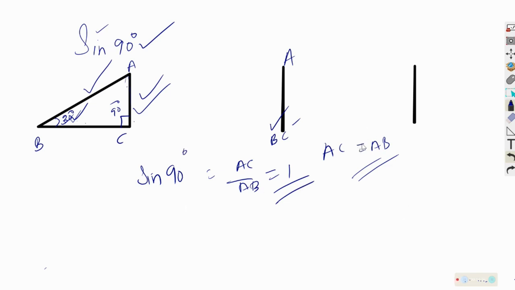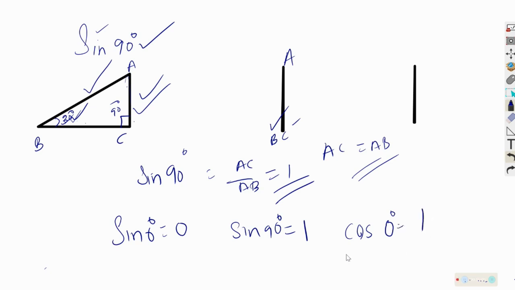One more information for you. So, you learned a lot of relationship. Here, just now you learned sine 0 degree is equal to 0, sine 90 degree is equal to 1. So, in that case, cos 0 degree will be 1, and cos 90 degree is equal to 0. Ulta hai. Cos 0 degree is equal to 1 and cos 90 degree is equal to 0. All these relationship you can get like this.